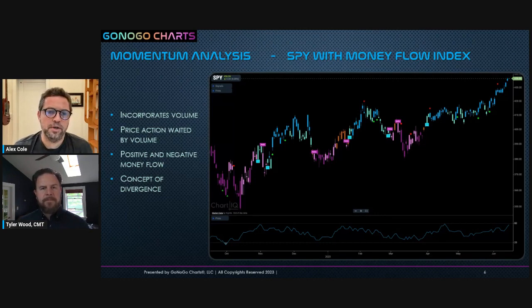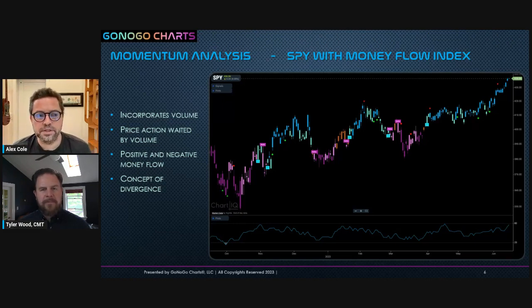And the way money flow works is if there's a higher price, they use a typical price, which is 3 of those OHLC data points divided by 3. If that price is positive, if it's higher, then we will multiply by volume and add it. If that price is lower, we will multiply by volume and take it away. So you can see in this example here, we get a sense of positive and negative money flow by the way the line rises and falls.